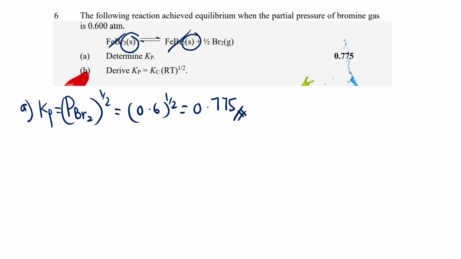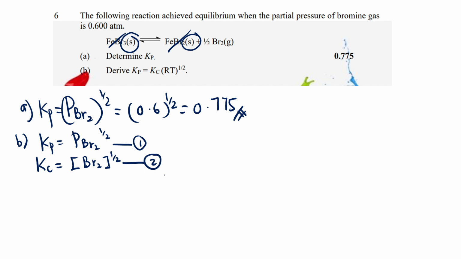Okay, next kita derive. To derive Kp is equal to Kc RT power of half. Okay, so derivation, question B. So first kita tulis dahulu Kp. Kp sama dengan partial pressure Br2 power of half. And this is equation 1. Kc is equal to concentration Br2 power of half. This is equation 2.